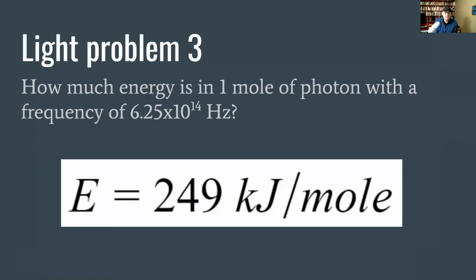All you had to do with that particular problem was multiply your answer from the other problem that we solved by Avogadro's number, or 6.022 times 10 to the 23rd. And for ease purposes, I converted mine to kilojoules per mole, so that way the number was not going to be 24,900, but rather 249.